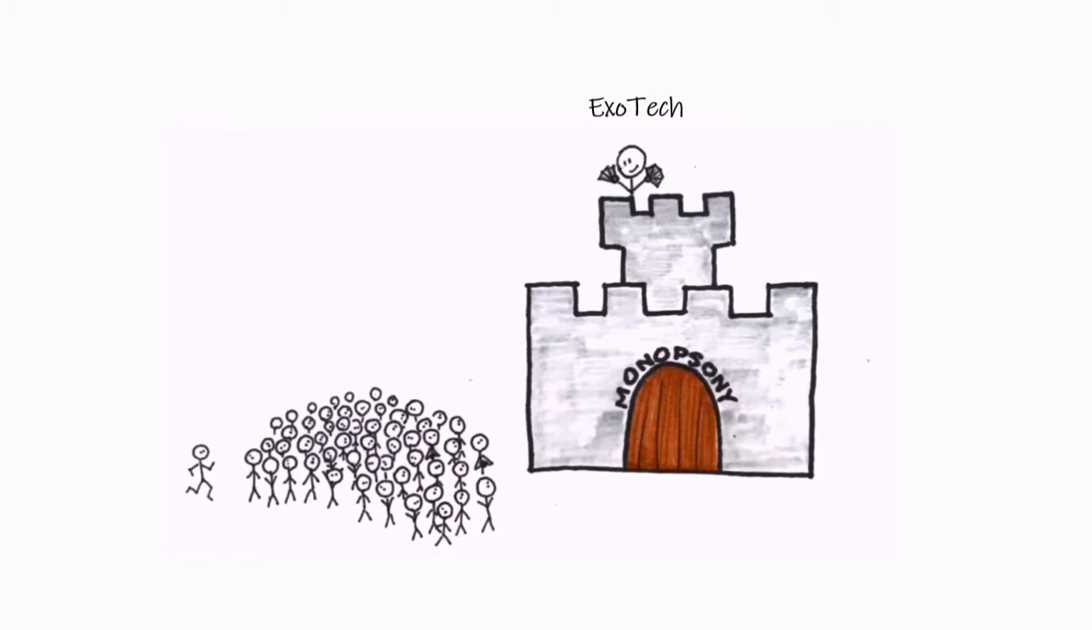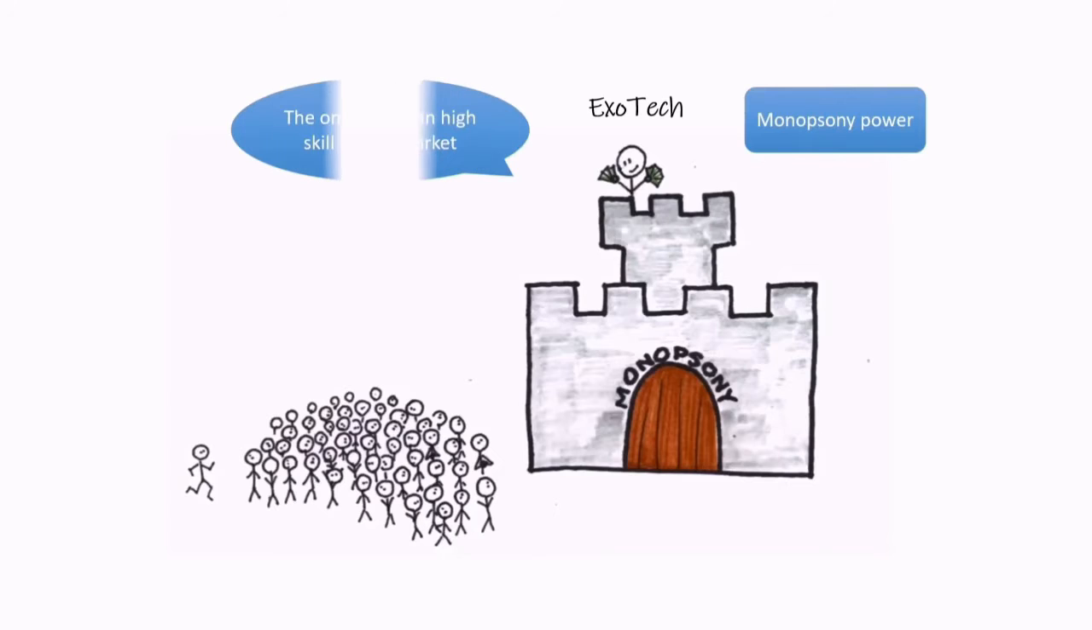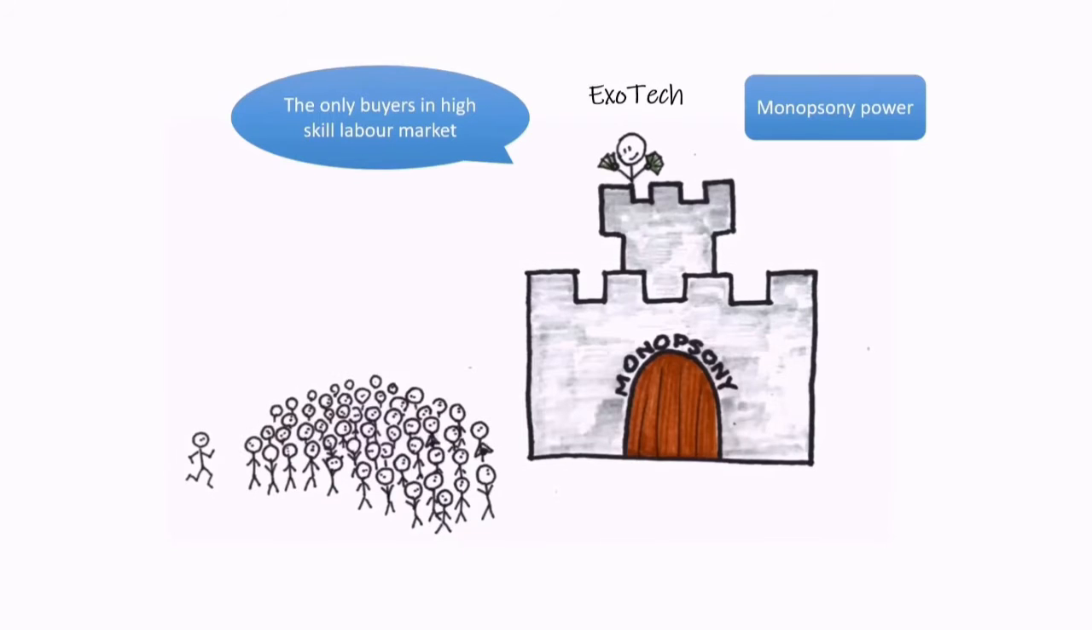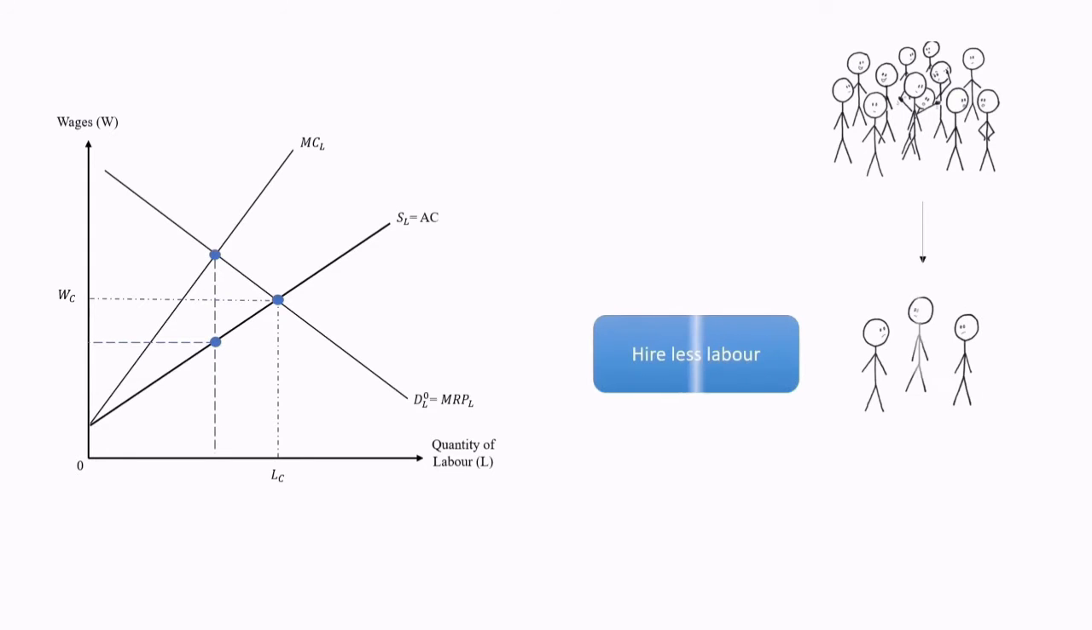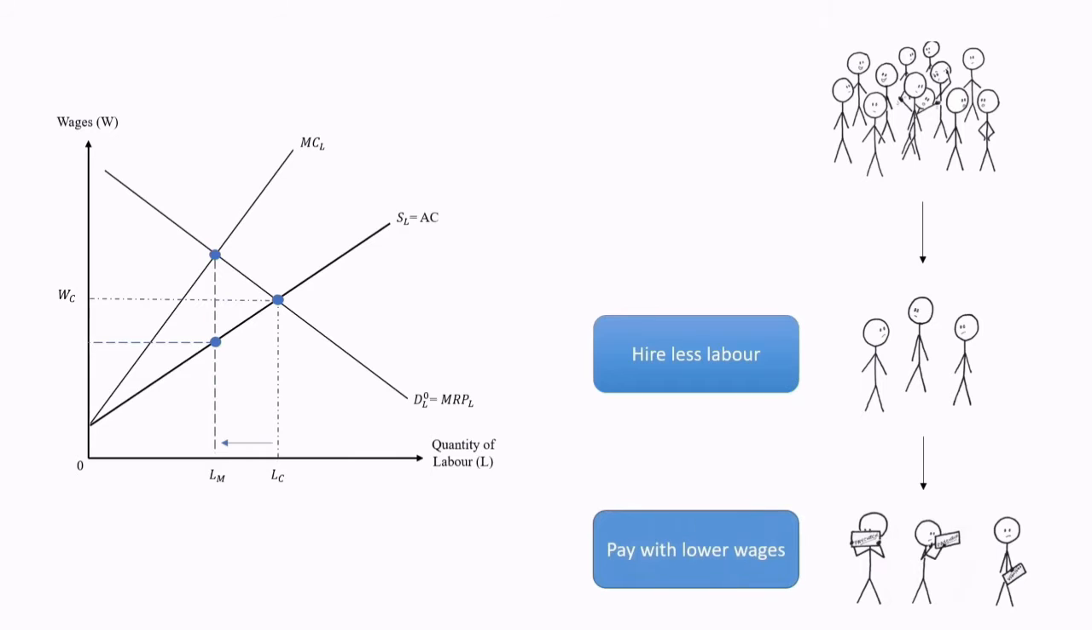For our topic, the Exotech firm has monopsony power in demanding high-tech labor for producing smart shoes. It is the only buyer in the labor market. In a perfectly competitive market, labor has bargaining power to choose their work and go for the firm which pays higher wages. But in a monopsony market, the firm has monopsony power to decide how much labor it wants to employ, and it has the market power to pay lower wages than the perfectly competitive market.